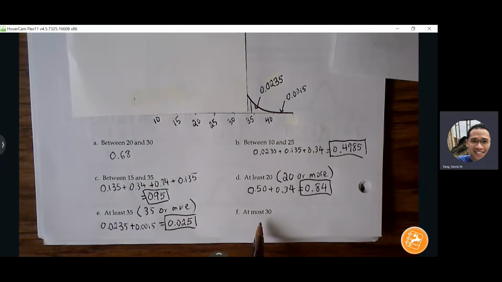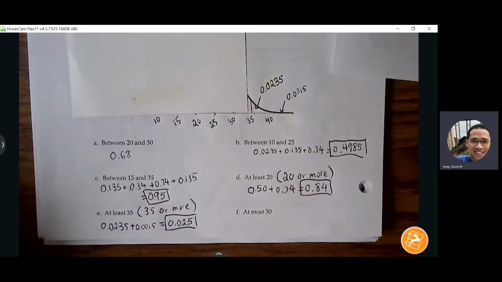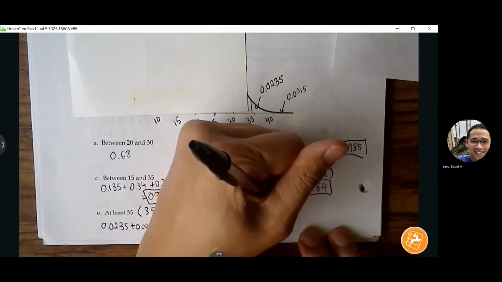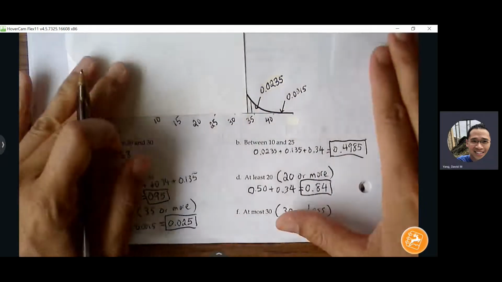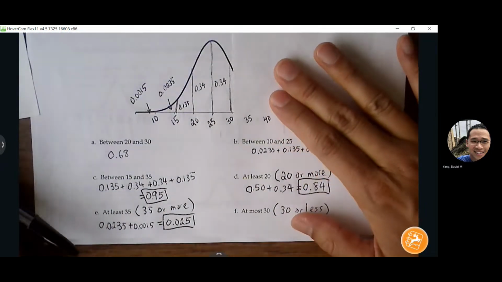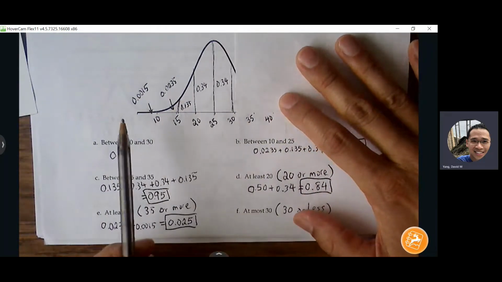Okay, what does at most 30 mean? 30 or less. Yep, 30 or less. So everything to the left of 30. Okay, so again, it's 50% plus that 0.34, right?